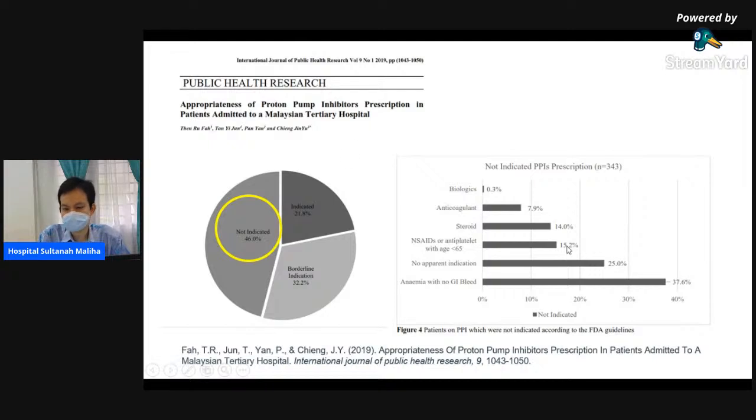So among those non-indicated PPI prescriptions, you can see from here, there's anemia with no GI bleeding, no apparent indication, NSAIDs or antiplatelet in those less than 65 years old for very long term, I can say. Steroid, anticoagulant, biologics. Of course, with these kinds of studies, we may need to look into their methods and also the data collection per se, on how distinctive their roles were in reviewing the clinical condition of the patient. But at least based on the algorithms used in this study, 46% was not indicated per se.